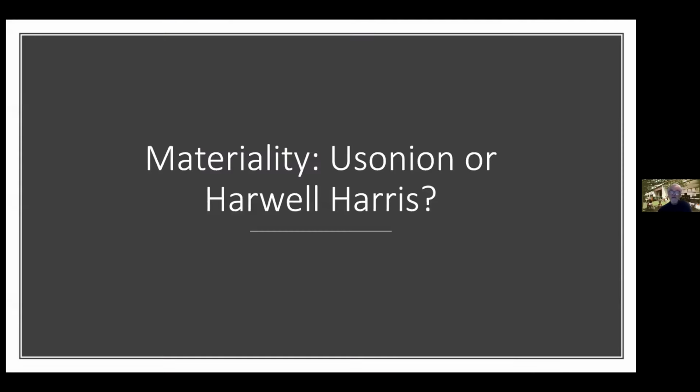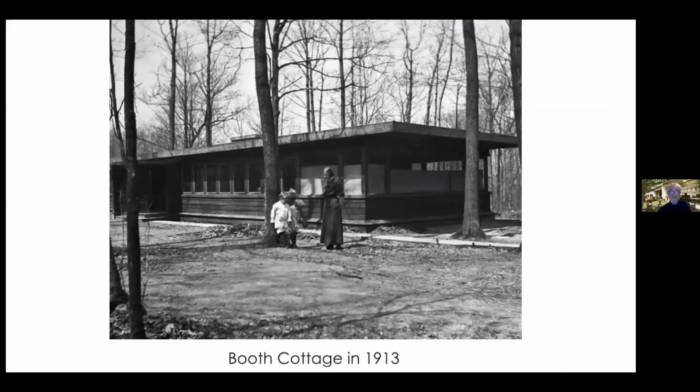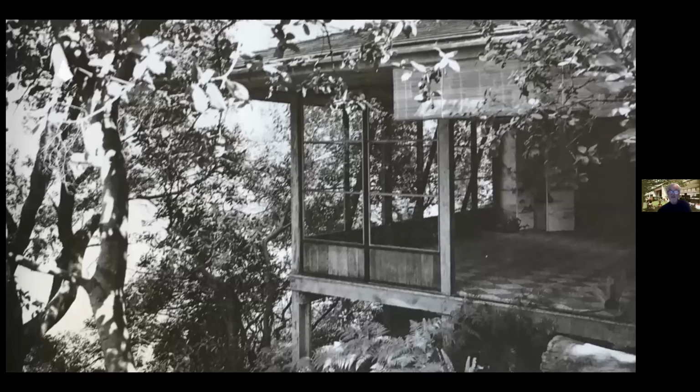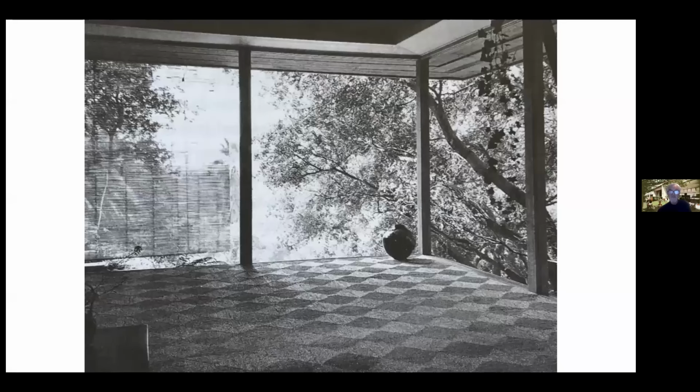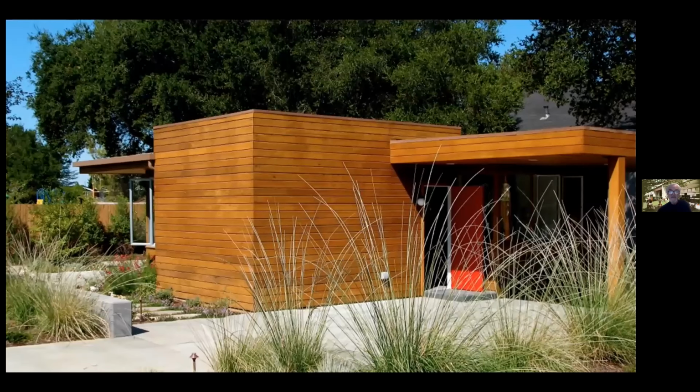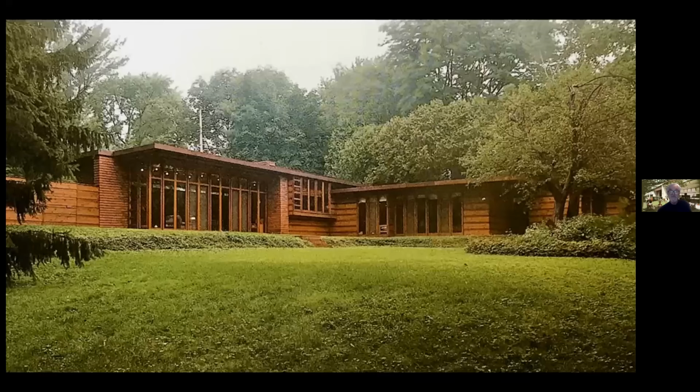In the mid 1930s, my father started moving away from the white parapet walls and silver paint and metal to using wood. And of course, the precedent was once again Wright with his 1913 Booth Cottage, Harwell Harris's early 30s building. And around the time that the Usonians started, my father started using redwood exteriors. These are Usonian houses.